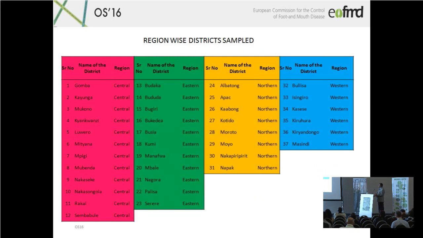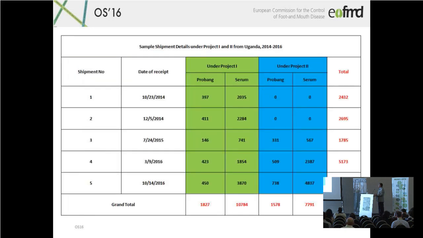These are the region-wise district details that were sampled during the current study. We collected a total of 21,900, almost 22,000 samples, including both serum and probang, during different time periods. All of these probang and serum samples were tested using NSP ELISA. The probang samples were screened by real-time PCR initially, followed by virus isolation and sequencing.